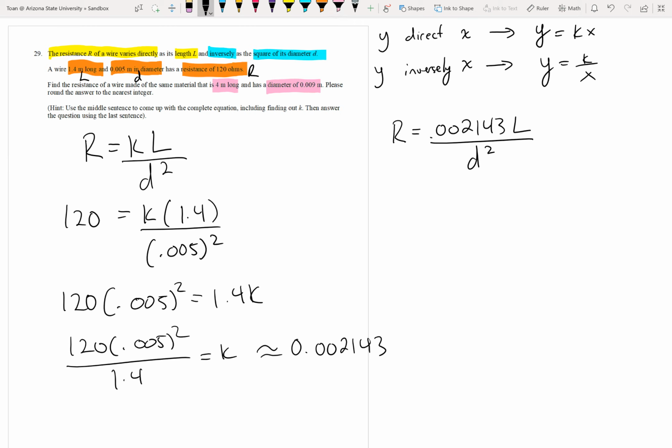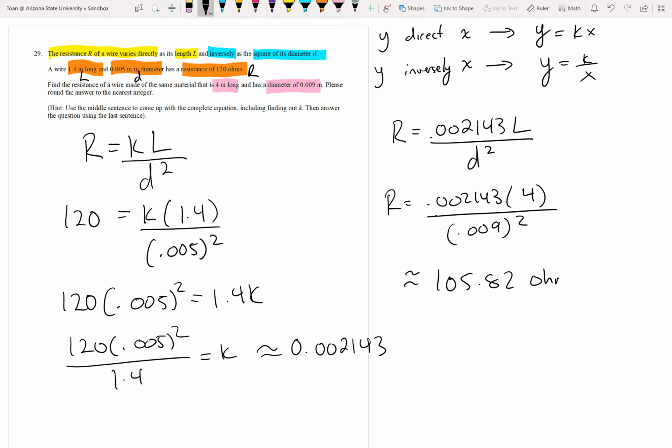So plug the new information into your complete equation and solve for the variable. 0.00214, the new length is 4, the diameter is 0.009, and then all it is calculator work. Times 4 divided by 0.009 squared. And we get, I should use squiggles because it's an approximation, 105.82 ohms. Now it said round to the nearest integer, that's nearest whole number, so I'm going to round it up to 106 ohms.